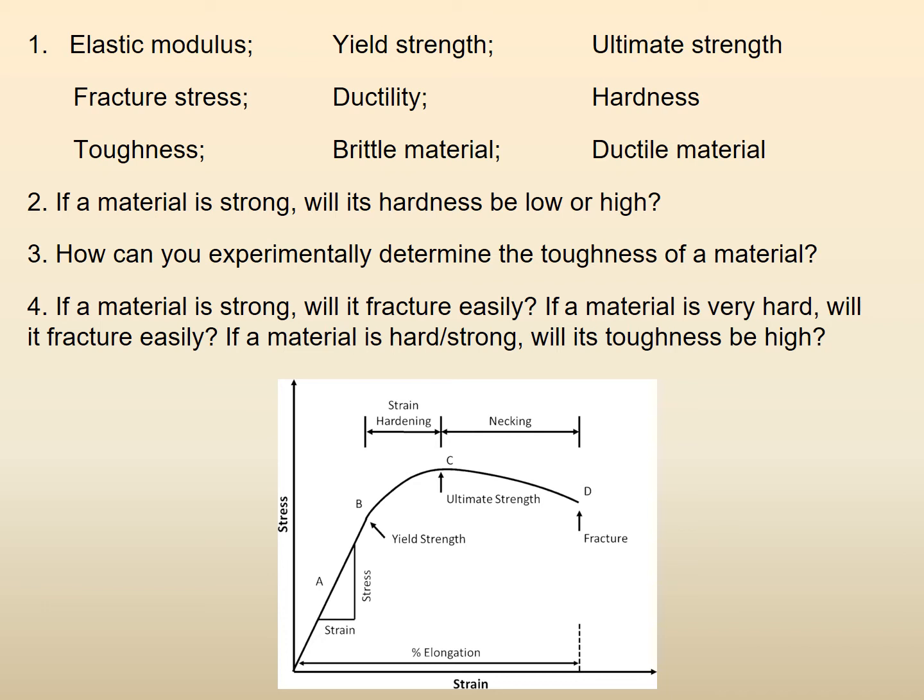If a material is strong, will its toughness be high? It depends if it is brittle or ductile. If a material has high strength and it is good ductility also, then it has a large area under the curve. So its toughness will be higher. Any material whose toughness is higher is difficult to fracture. Any material whose toughness is lower is easier to fracture. So you should have a combination of the answers.